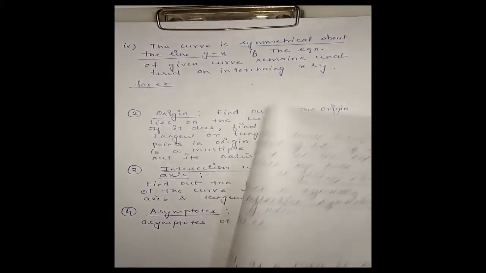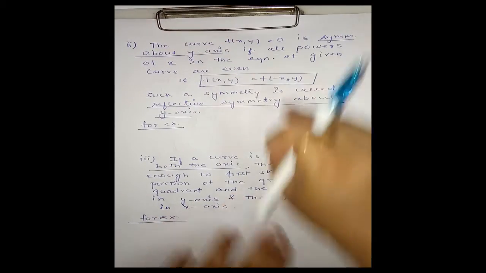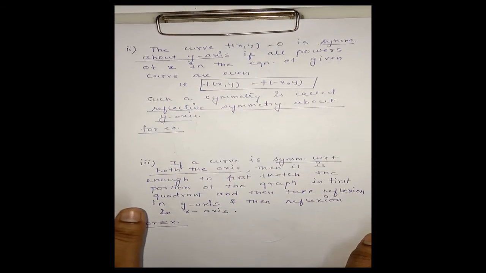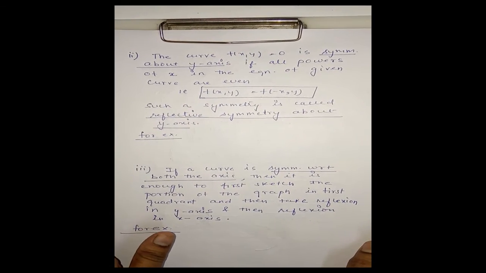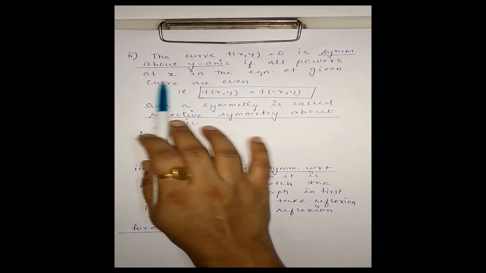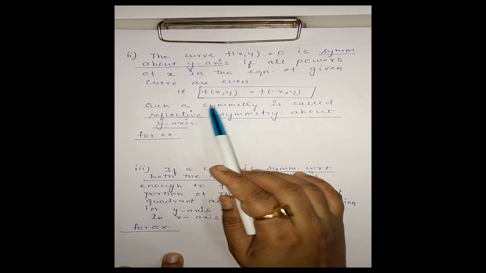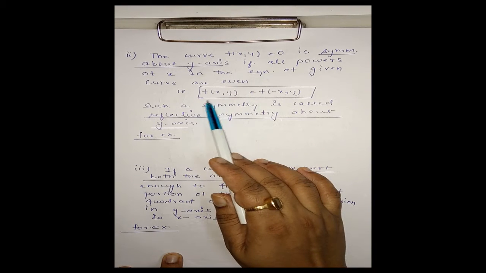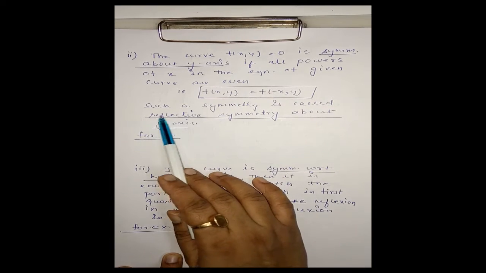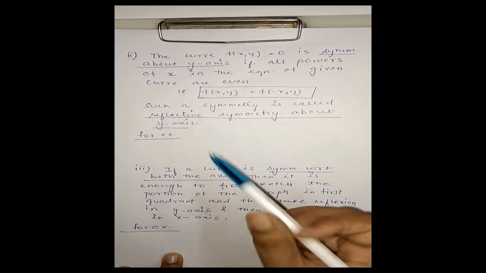Second, we have reflexive symmetry with respect to the y-axis. The curve f(x,y) = 0 is symmetric about the y-axis if all powers of x in the equation of the given curve are even. That is, the equation remains unchanged when x is replaced by -x throughout the equation. Such a symmetry is called reflective symmetry about the y-axis.